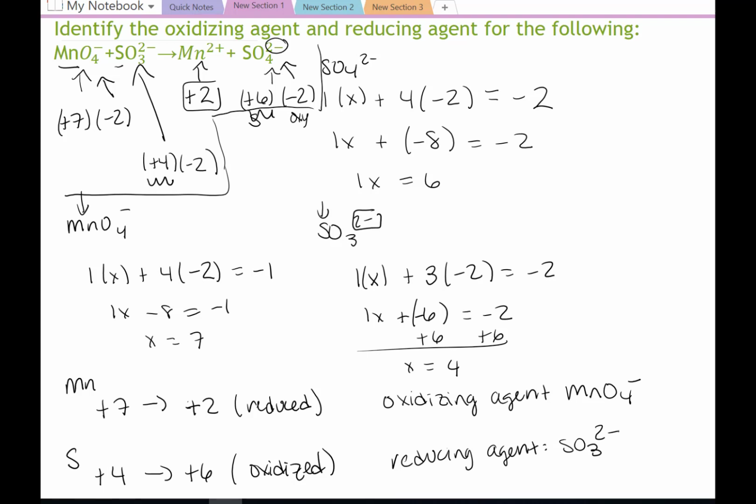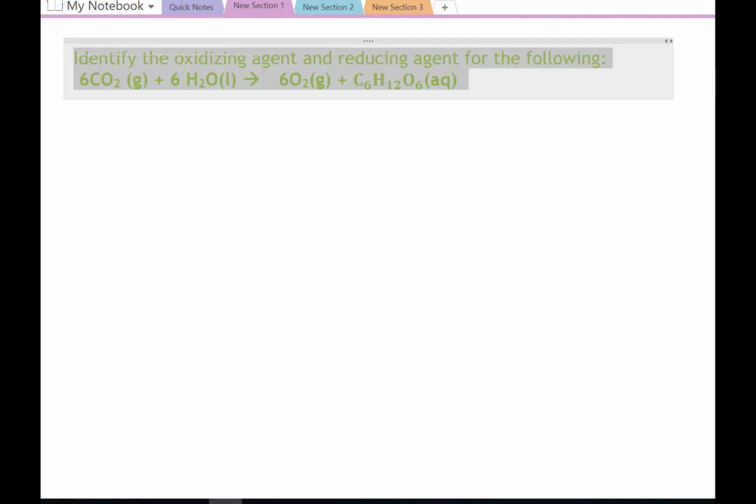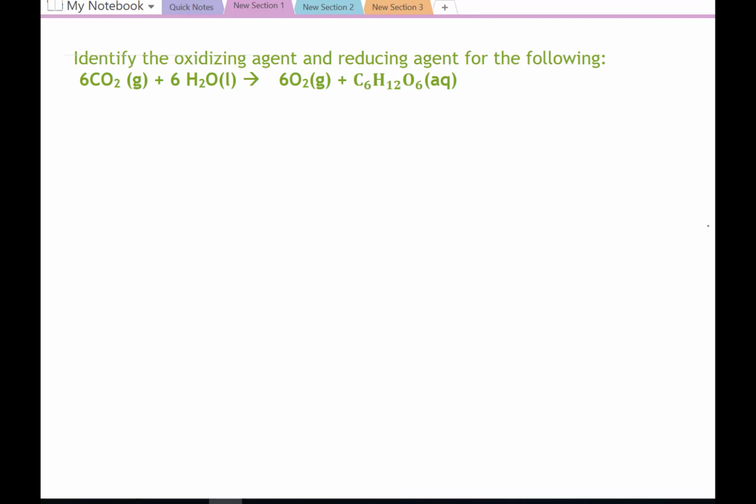Now let's do another example. Identify the oxidizing agent and the reducing agent for the following. So here we are back at our glucose, and we have carbon dioxide and water to make oxygen and glucose. So let's find the oxidation states for each one.